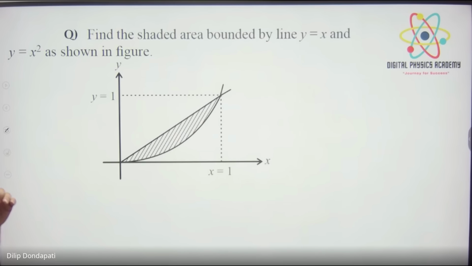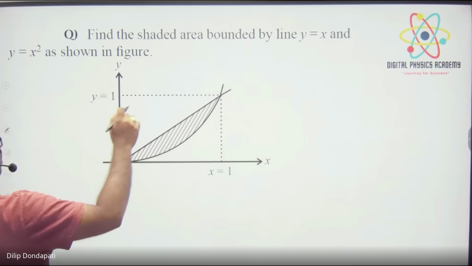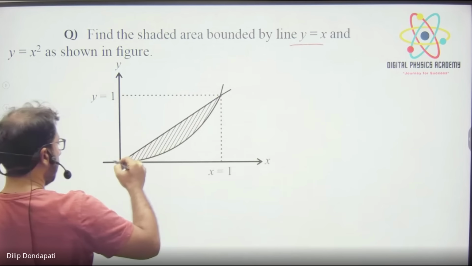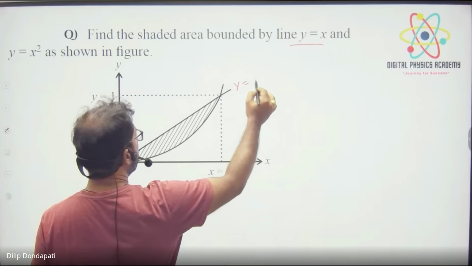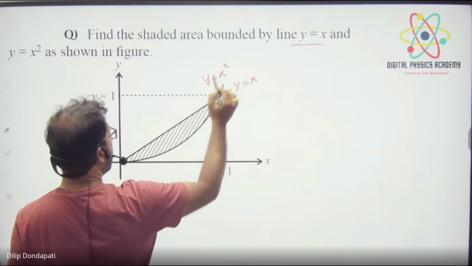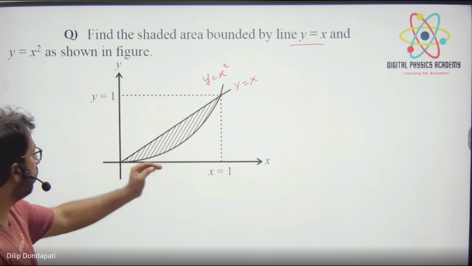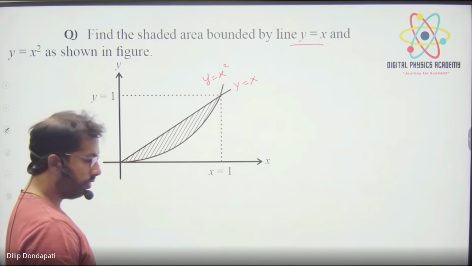Yes, do this and let's see. Find the area of the shaded region bounded by two lines: y equal to x, and this line y equal to x square. I want the area of the shaded region between these two lines. Limits are given from x 0 to 1, y 0 to 1. Do whatever you want to do.